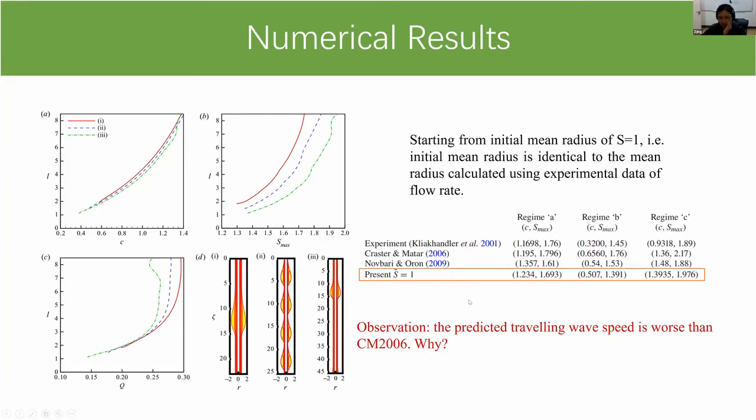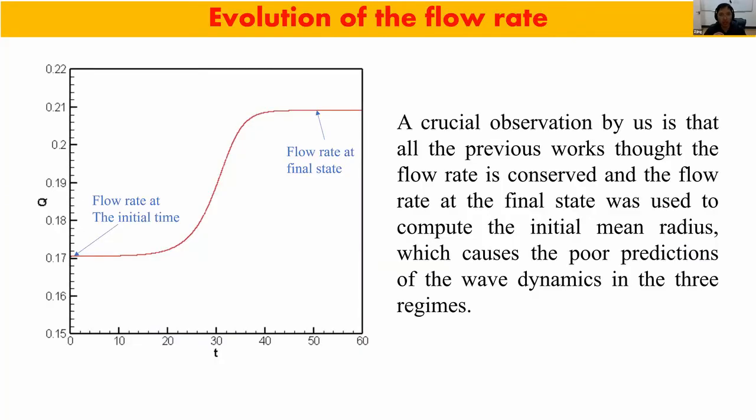And we were confused about our results for several days. Initially, I thought maybe there was something wrong in my code. So I tried to check my code for several days, but without discovering the bug. And then we tried to monitor the evolution of the flow rate, and found that the flow rate is not conserved.